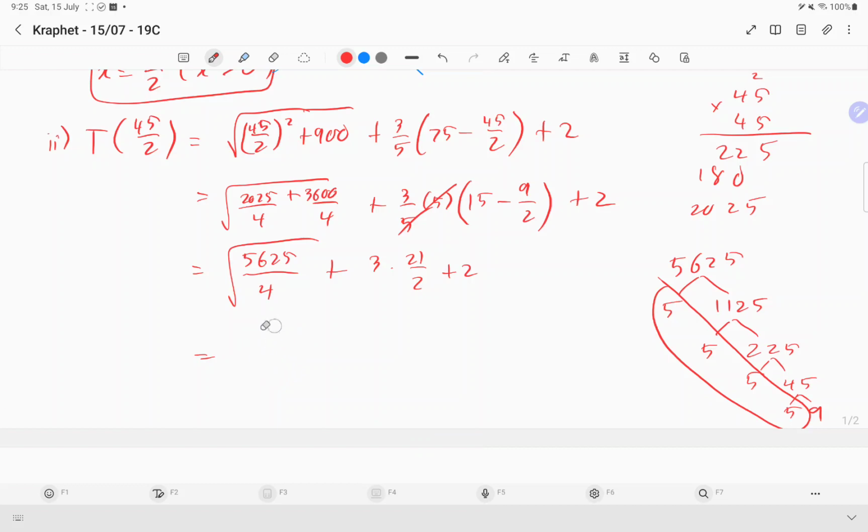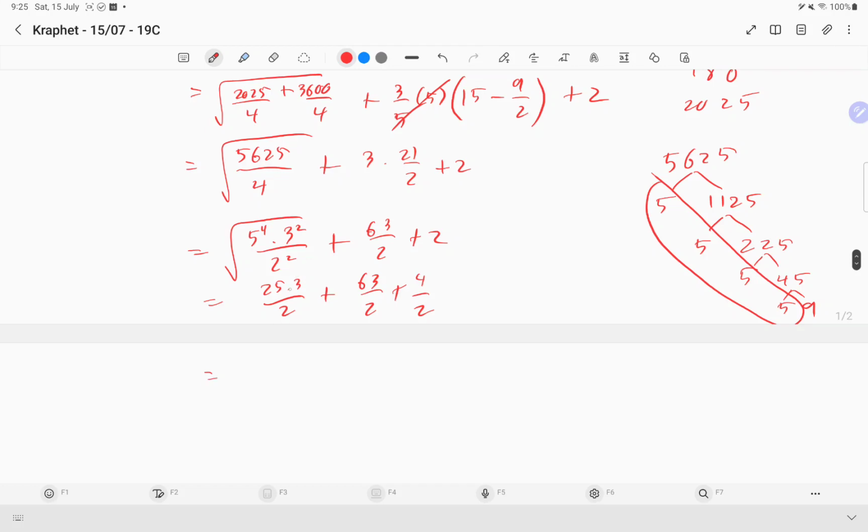Yeah? Because, okay, maybe I'll write it. To get rid of the square root, that would be 5 power 4 times 3 squared over 2 squared. Okay, and then this one would be 63 over 2 plus 2. So that would be 5 squared, that would be 25 times 3 over 2 plus 63 over 2 plus 4 over 2. Okay, so 25 times 3 is 75. 75 plus 63 plus 4, and then half of that. So that would be 138.